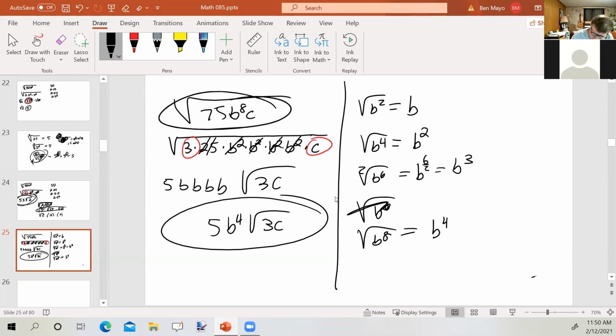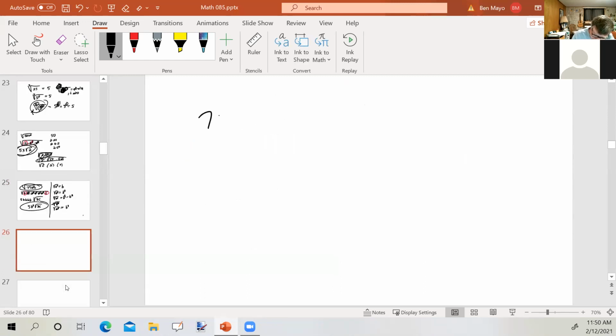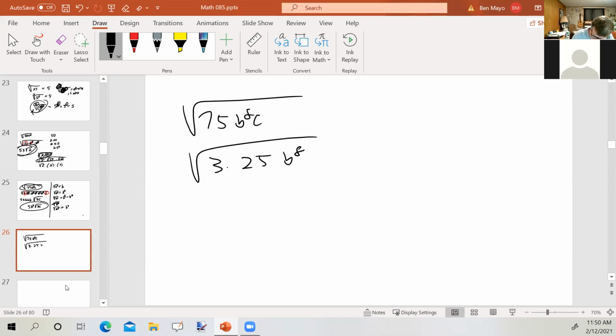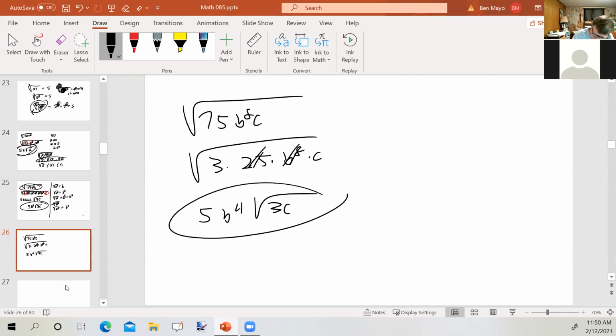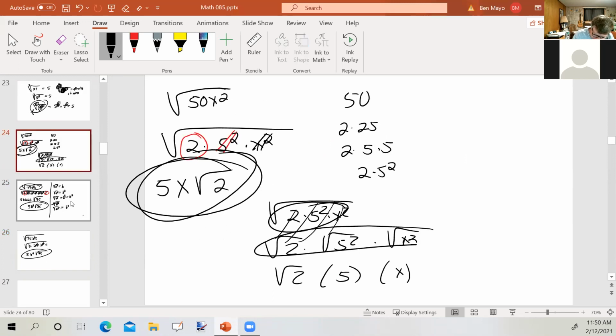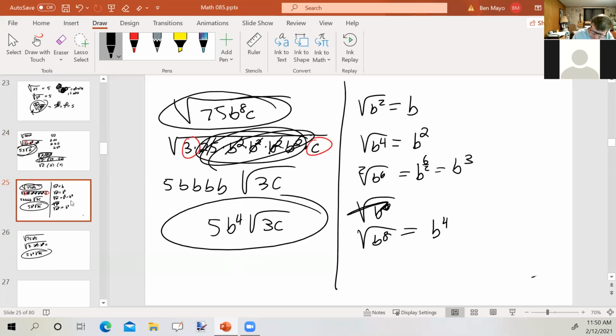So let's go back here and look at that again. 75 b to the 8th c. The square root of 25 is 5. The square root of b to the 8th is b to the 4th. So I don't need to break it down all the way like I did there. Okay?